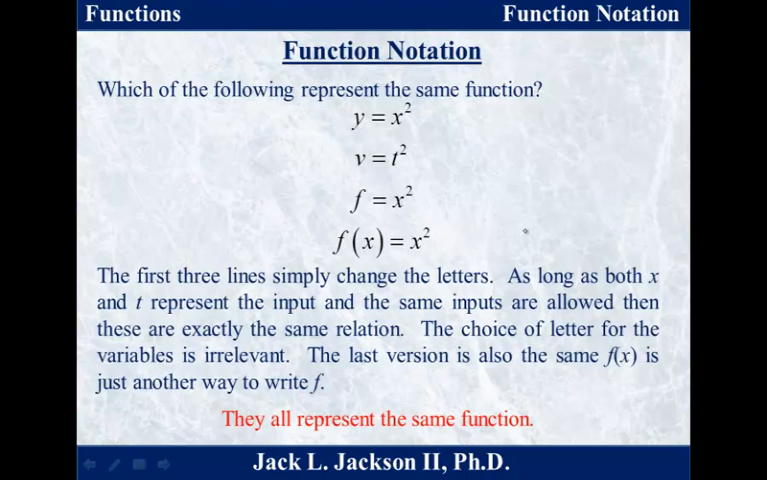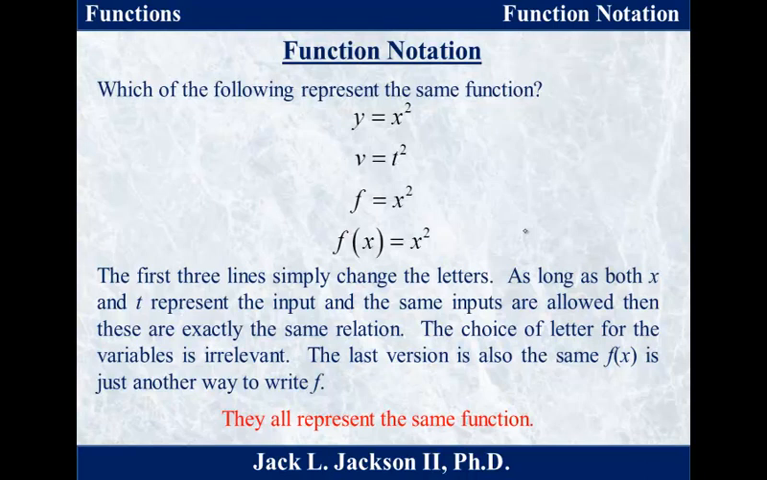Well, let's take a look here. In the first three lines, we've got y equals x squared, v equals t squared, f equals x squared. All we did is change the letters. They still have just a basic letter on the left equals a basic letter to the second power on the right. And as long as the letter on the right, whether it's x or t, is the first coordinate or the input, and whether you call it y or v or f, as long as that's a label for the output, then these are exactly the same thing.